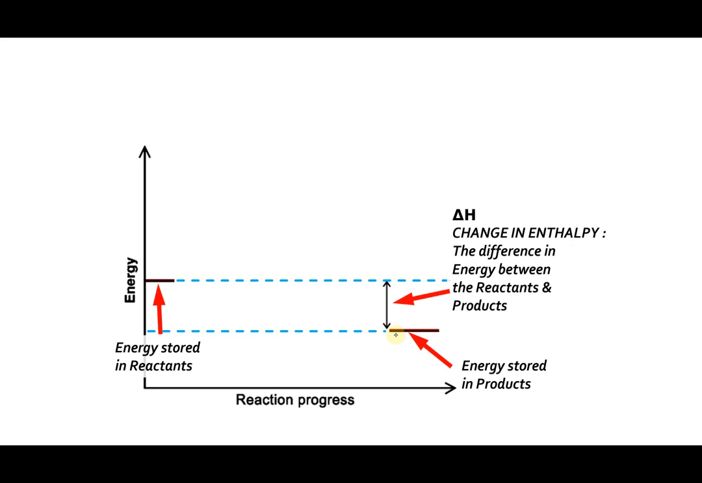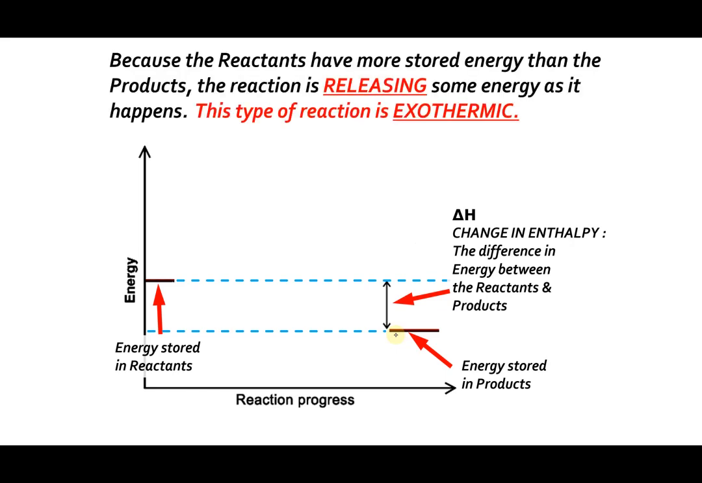Because we're starting at a higher energy position and ending at a lower energy position, we can see that the change in energy that's taking place in this reaction is a decrease. We start higher and go lower, so that's a decrease in energy. In other words, energy is being released. So we would say that because the reactants have more stored energy than the products, the reaction is releasing energy as it occurs, and we would describe that as being an exothermic reaction. A reaction that releases energy as heat is an exothermic reaction.